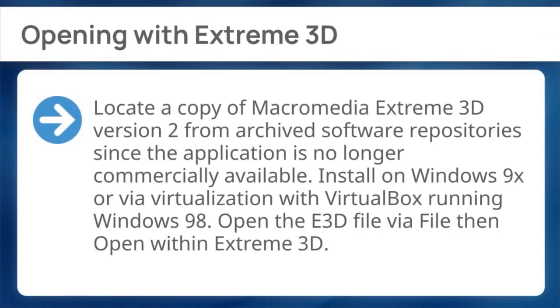Locate a copy of Macromedia Extreme 3D version 2 from archived software repositories, since the application is no longer commercially available. Install on Windows 9X or via virtualization with VirtualBox running Windows 98. Open the E3D file via File, then Open within Extreme 3D.